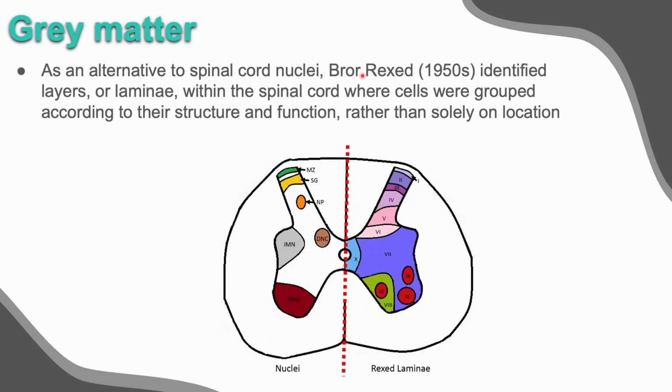As an alternative to the spinal cord nuclei, a scientist named Rexed identified layers, or laminas, within the spinal cord where the cells were grouped according to their structure and function rather than solely on location. This is Rexed lamina 1, 2, 3, 4, 5, 6, and then we have 7, 8, 9, 10, and so on.